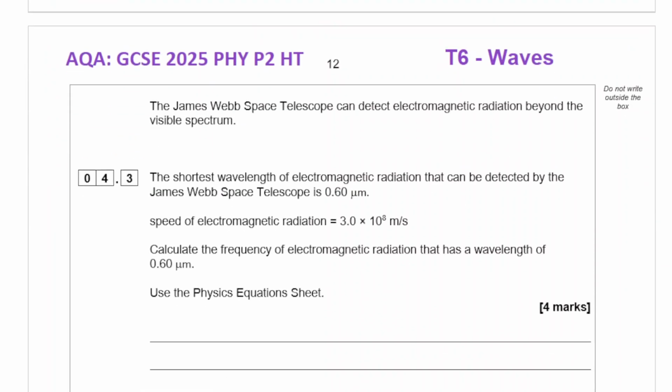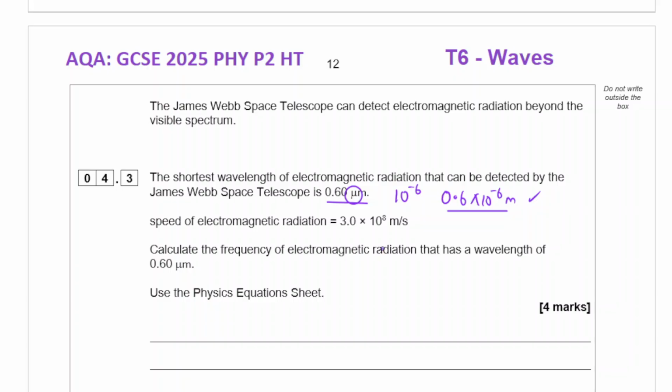The James Webb Telescope can detect electromagnetic waves beyond the visible spectrum. The shortest wavelength of electromagnetic radiation that can be detected by the James Webb Telescope is 0.6 μm. That's micrometers. That is 10 to the power minus 6. So if I convert that to meters, I'll probably at some point have to convert it. 0.6 times 10 to the power minus 6 meters. That would give me a mark.